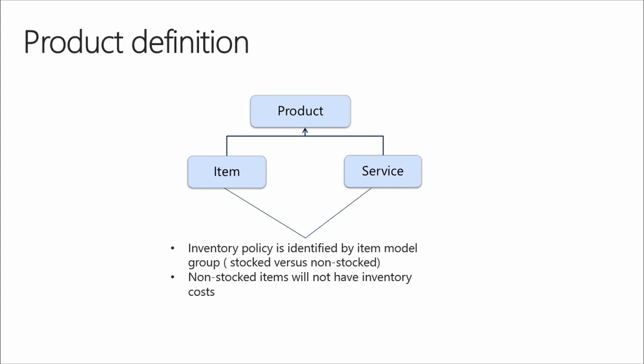Now, the inventory policy is defined by item model group that you associate with products, which could be either stocked or non-stocked. Stocked items are the items that you stock in your inventory, and there are inventory costs associated with that, and they go through the inventory cost pricing definition. Mostly services are non-stocked, where there is no inventory associated with them, and they are non-stock items.